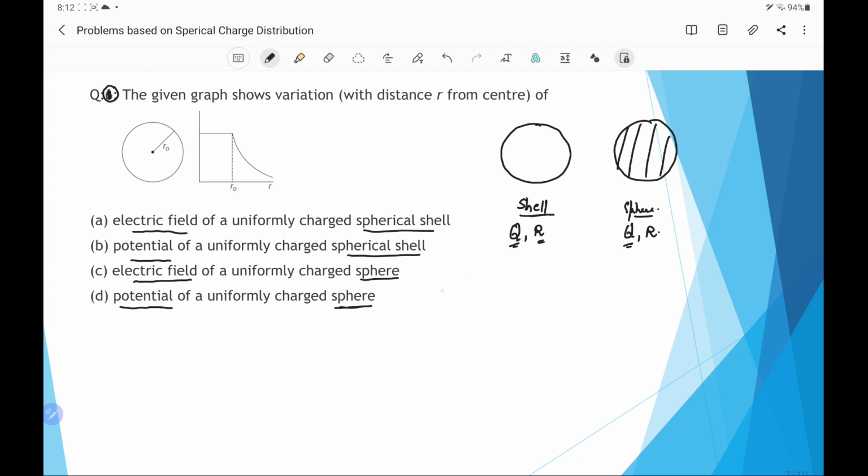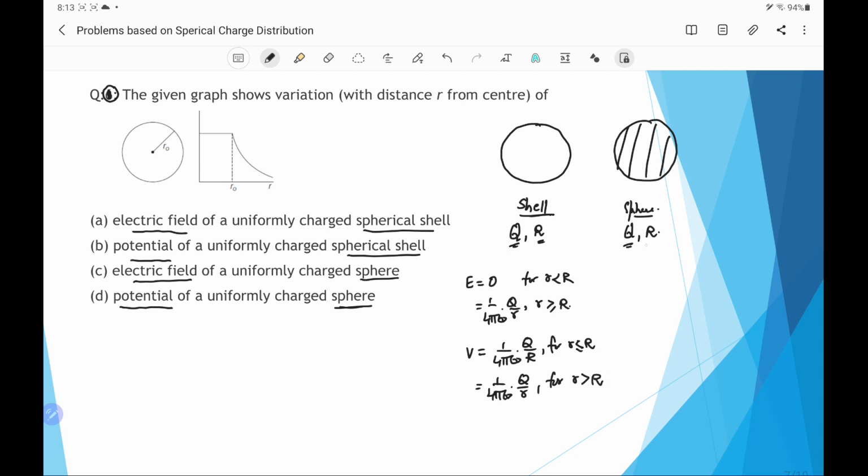And we have already derived the relations for electric field and potential for the shell and the sphere. These relations are: E equal to 0 for r less than capital R. That means inside the shell the electric field is 0, and it is equal to 1 by 4 pi epsilon naught Q by r square when r is greater than or equal to capital R. Similarly, potential for the shell is 1 by 4 pi epsilon naught Q by capital R for r less than or equal to capital R. That means potential inside the shell will be the same as on the surface, and it is 1 by 4 pi epsilon naught Q by small r for r greater than capital R.